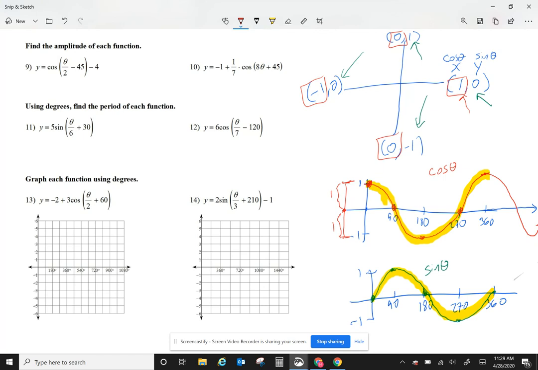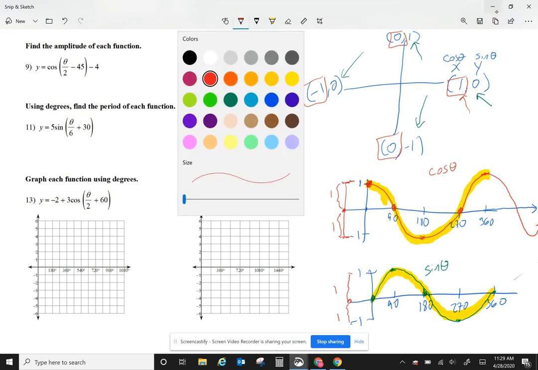So my amplitude for cosine and sine, remember, from the x-axis, how high does it go? 1. How low does it go? From the x-axis, 1. My amplitude is 1. Period, once again, I said it's how long does it take for the graph to repeat. We're going to mess around with the period as well. And then we're even going to learn how to graph these.